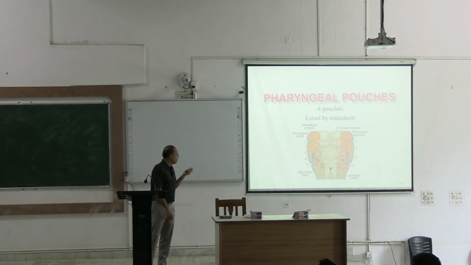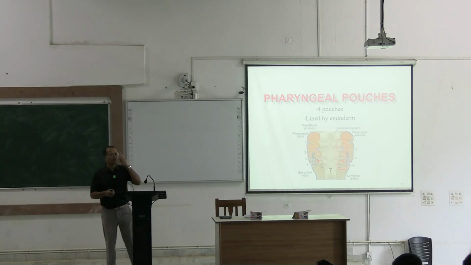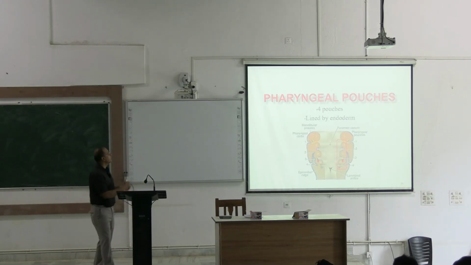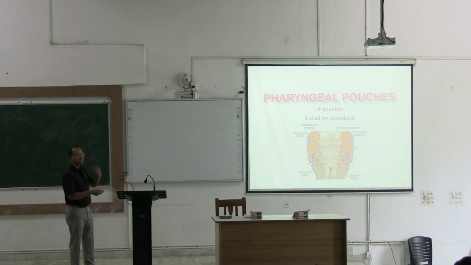Coming to the other contributory factors of the pharyngeal apparatus, the second entity is the pharyngeal pouches. So far we have covered the brown element, which we call arches. Now we are going deeper inside, to the endodermal side. That means inside the mouth cavity, where these elevations are, in between them we have depressions, and we call these depressions pharyngeal pouches.